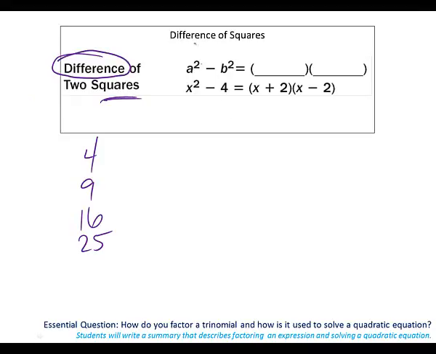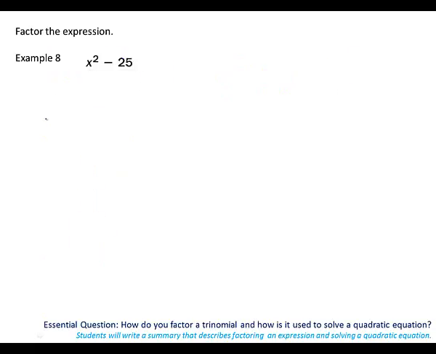Okay? So in order to do the difference of squares, and I would write this over the top so you remember, square root of the first term goes in the front. Square root of the last term goes in the back. Make one a plus, and one a minus. Okay? Alright, let's do a couple of these.